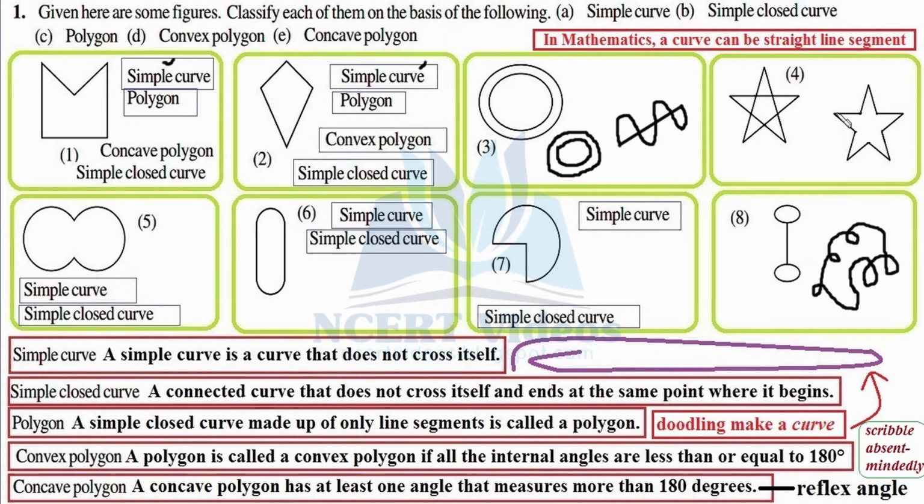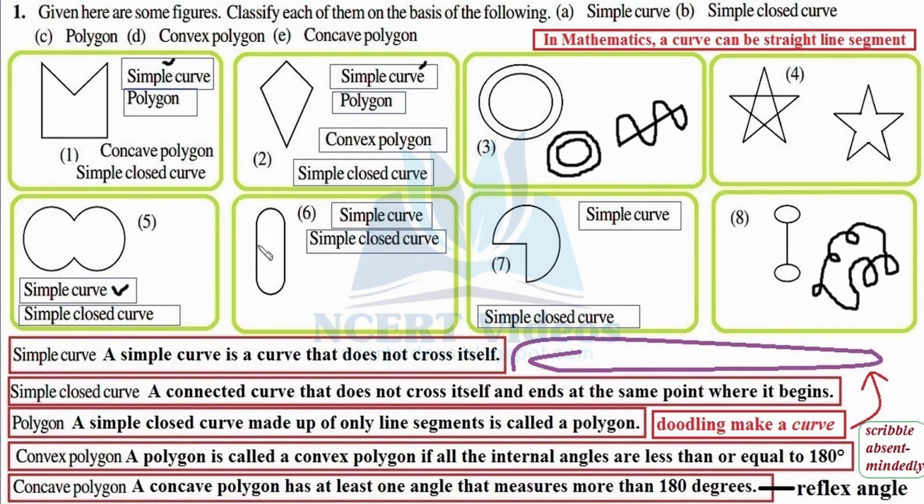Because if we start from here, we'll go like this all the way, we will not cross anywhere, and we will reach the same position from where we started. Therefore, this thing would be your simple curve. But since the question has given us this figure, therefore figure number 4 is not a simple curve. Now here, it is a simple curve because start from anywhere, you are not crossing at any point. Therefore, it is a simple curve.